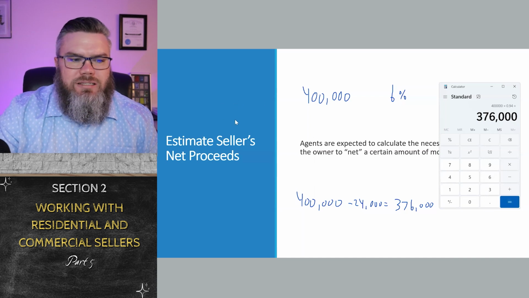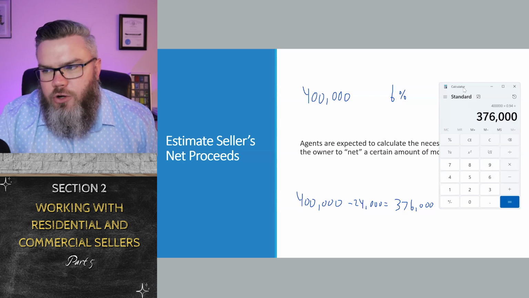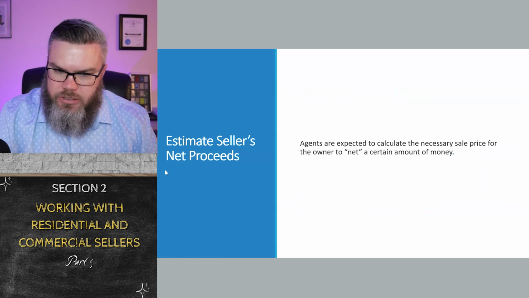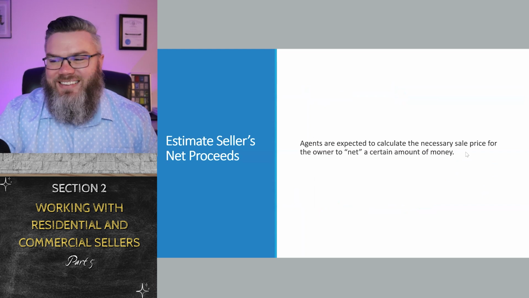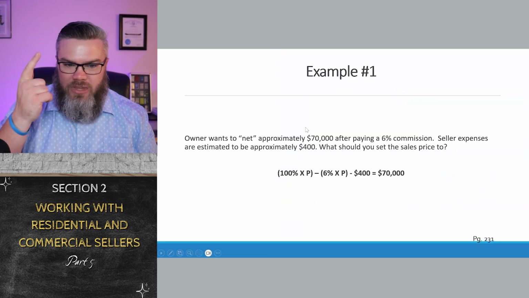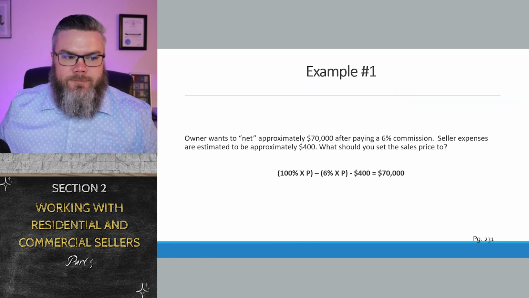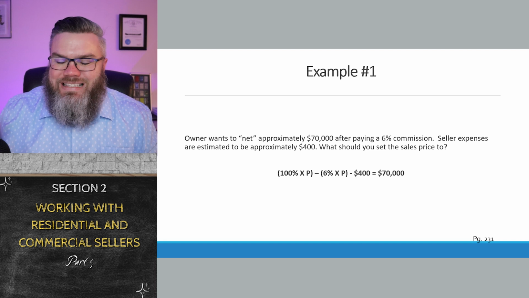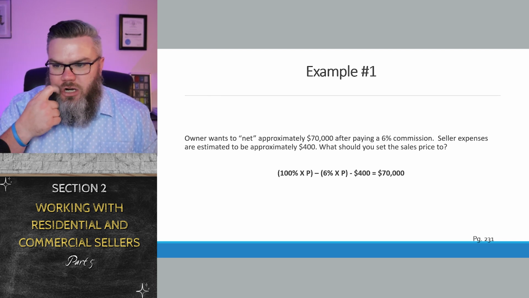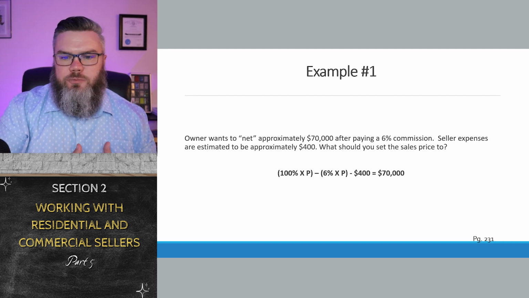If we decided that a seller wanted to net a certain amount of money, I'm going to show you this. Now, it's going to intimidate you for a second. I promise I'm going to make it all better. Trust me. Okay, trust me. Let me show you this. I'm going to skip this slide. So here's what we're talking about. An owner wants to net approximately $70,000 after paying a 6% commission, and the seller's expenses are going to be approximately $400. So what we're asking you is, well, what do we need to sell this property for?